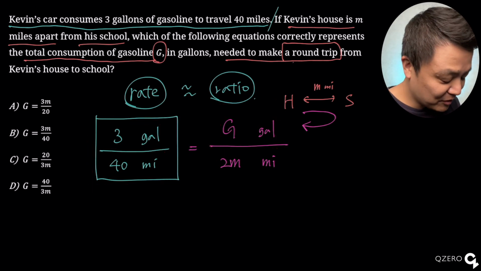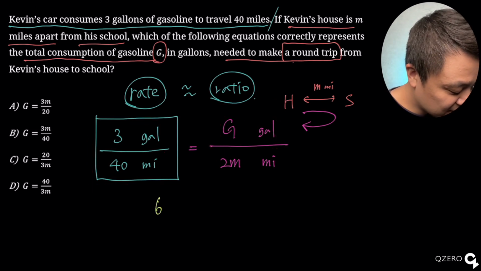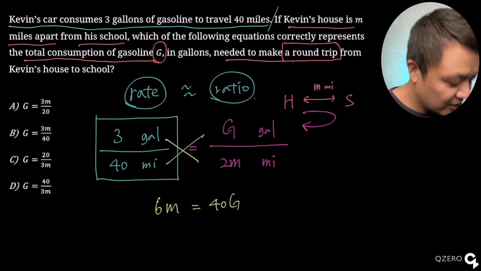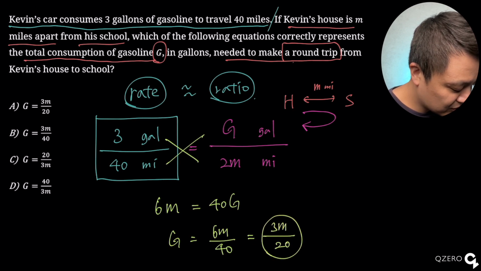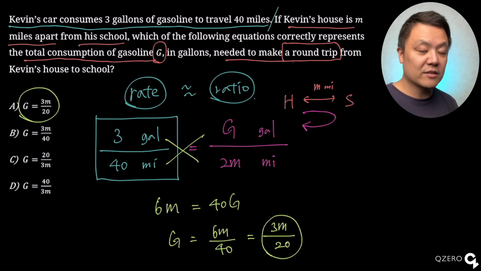So once you do the cross multiplication, you get 6m and 40g. Since we're looking for g, you can just divide both sides by 40. Once you divide top and bottom by 2, you get 3m on top and 20 in the bottom. So that is the correct answer.